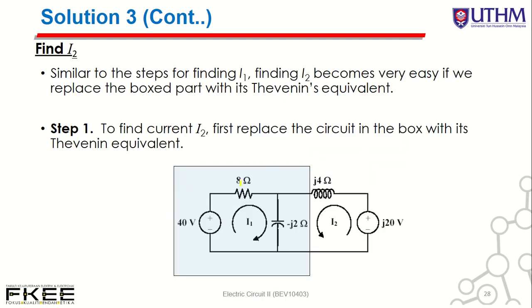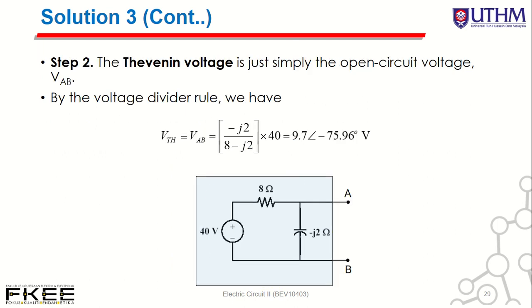So next you can determine I2. This is the direction of I2. In step 1, you can replace all this circuit by a box. This is your terminals A and B. Then you can determine VTH and ZTH for this circuit. First of all, you need to determine VTH. What is the voltage across A and B?